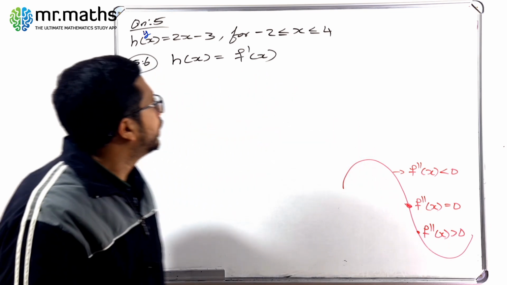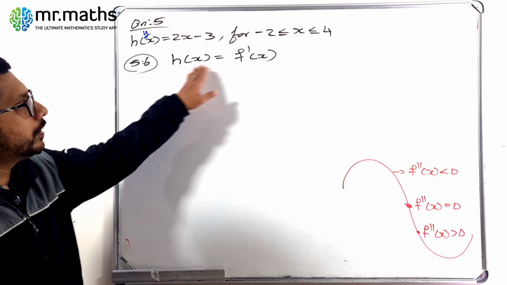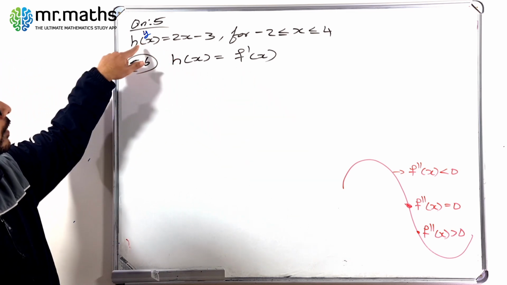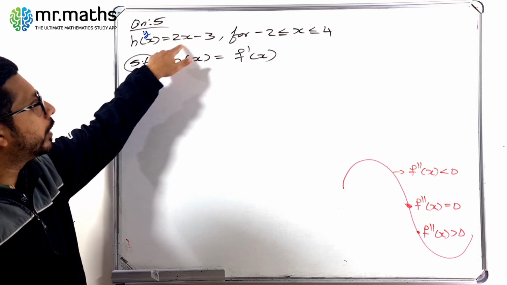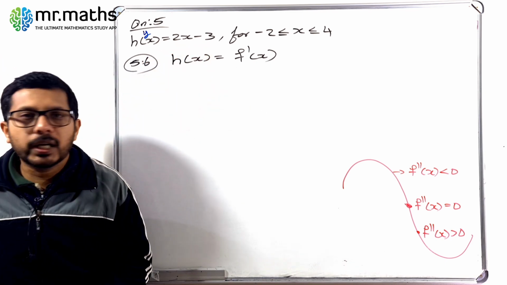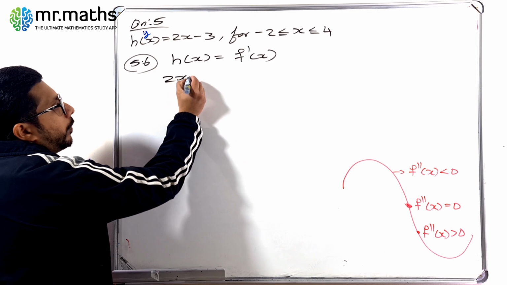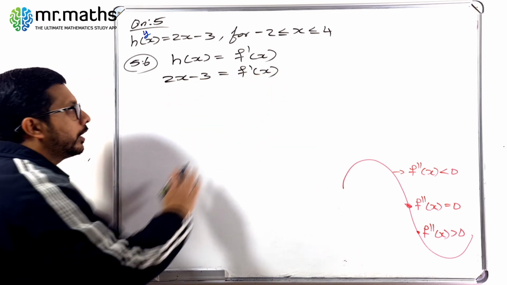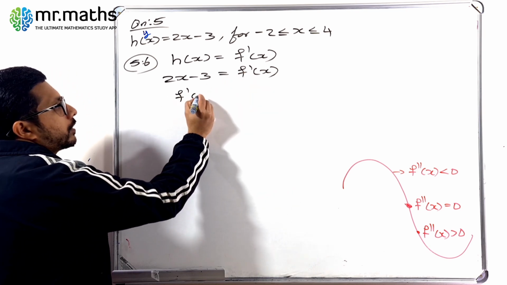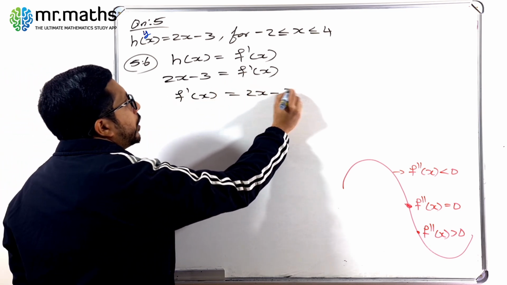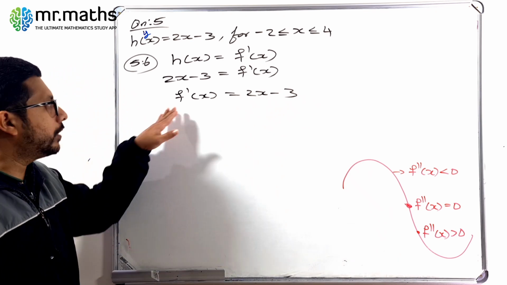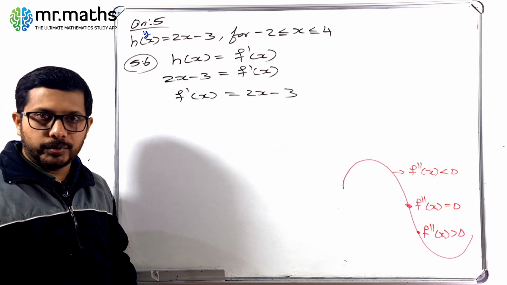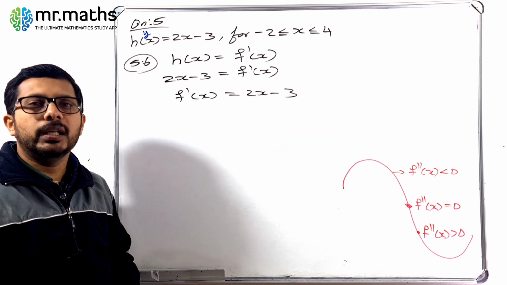Okay, now what is our given equation? h of x is equal to f dash of x. Now here, what is our h of x? That is our given graph, straight line graph, 2x minus 3. So we can substitute that h of x as 2x minus 3 is equal to f dash of x. Do you understand that one? That means f dash of x is equal to 2x minus 3. What is the meaning of f dash of x? First derivative is equal to 2x minus 3. First derivative of a graph is 2x minus 3.